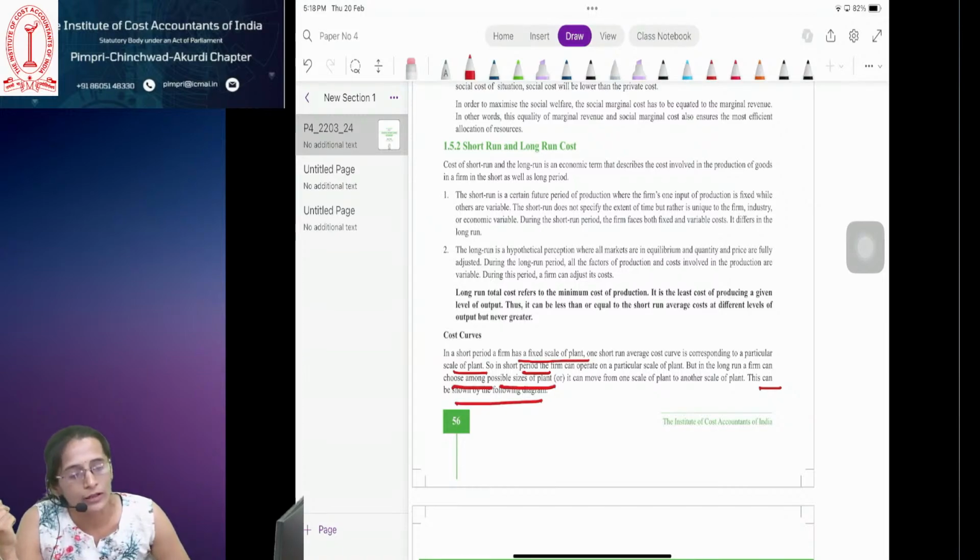Piyush, right? During the long run, which type of costs? All costs are?